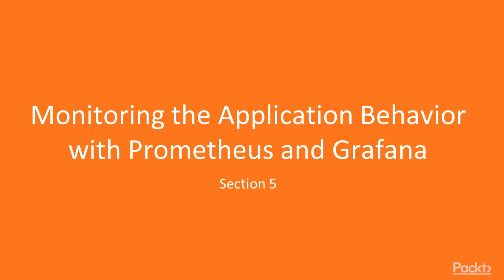Welcome to Section 5, Monitoring the Application Behavior with Prometheus and Grafana. In this last section, we will configure Prometheus to pull metrics from our application running on production. We will then configure Grafana to display data stored in Prometheus and create dashboards to visualize those metrics so that we can effectively monitor the overall health of the production cluster and application.